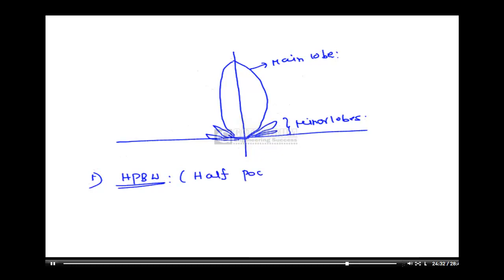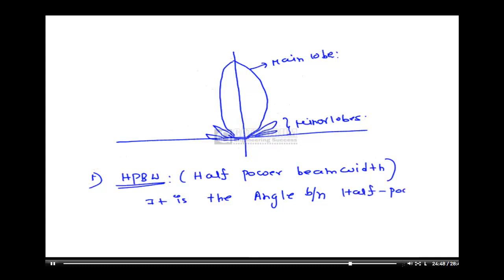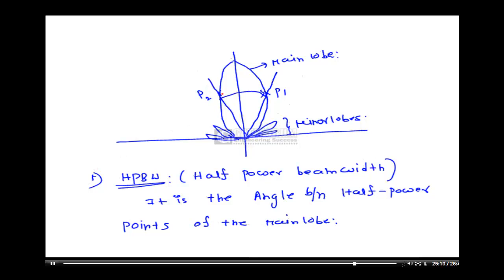The second one is beamwidth between first nulls, BWFN. How we can define this is, it is the angle between first nulls. So the first null point is this one. The first null point on this side is this one. So the angle between these two.